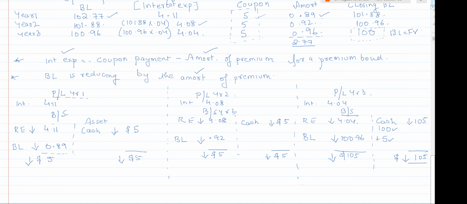So this is how my P&L looks over the life of the bond. Guys, can we understand this, please? Are we good? Any doubts? Both asset and liability side are going down by $105 in year 3. Guys, are we good? Any doubts? Please let me know.